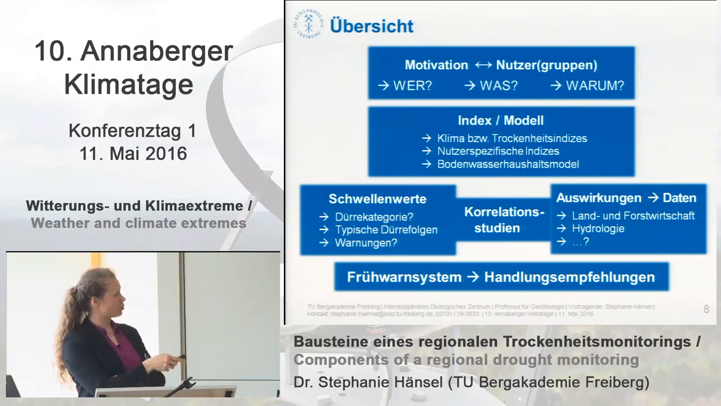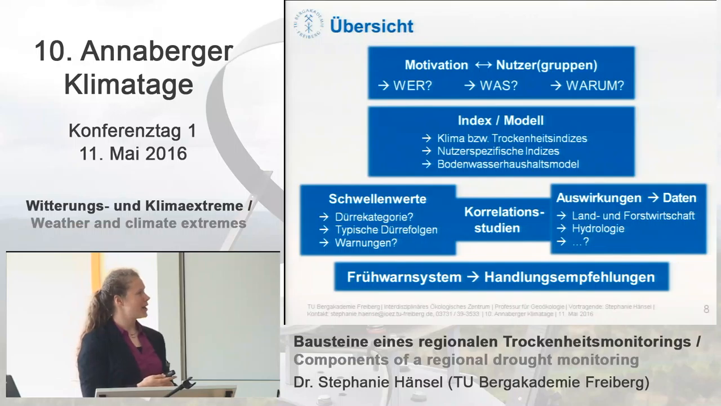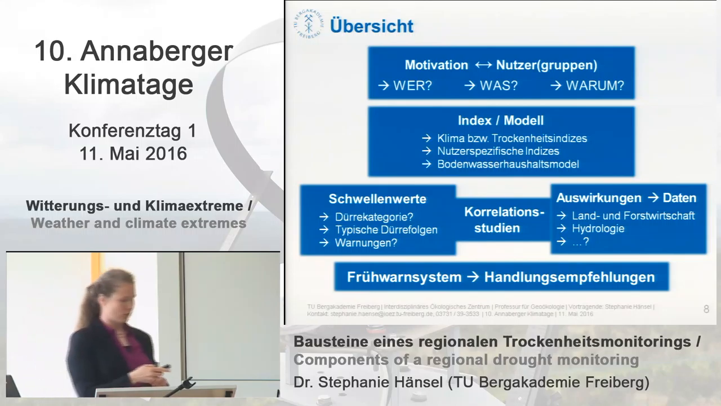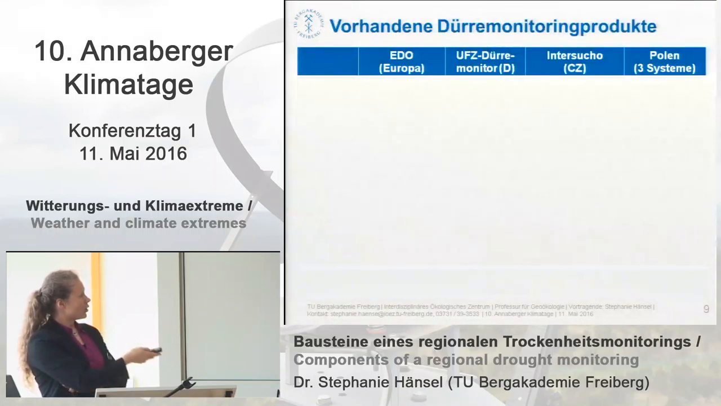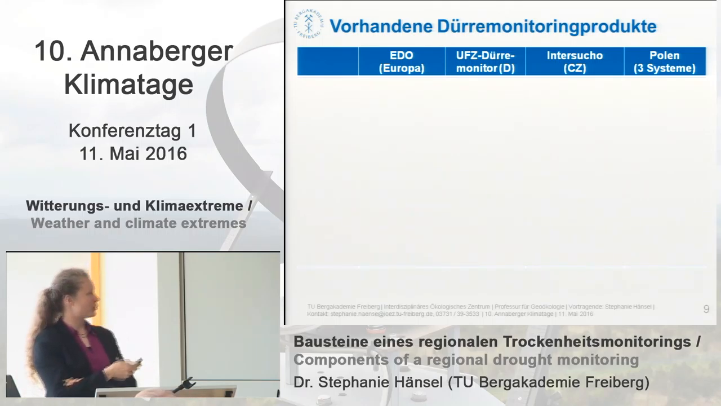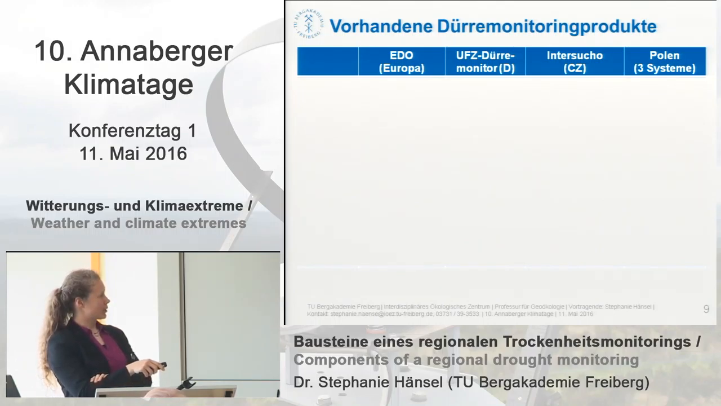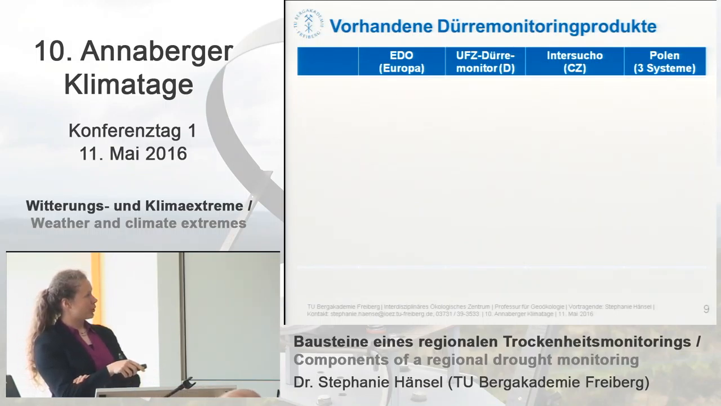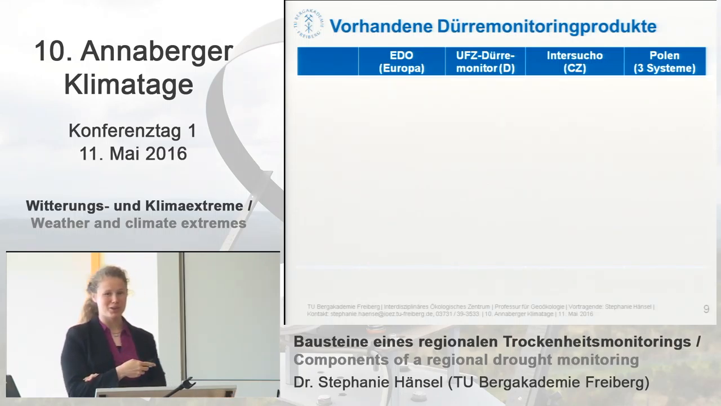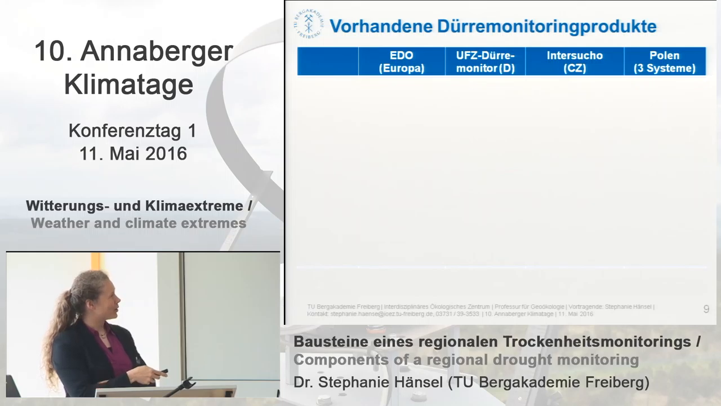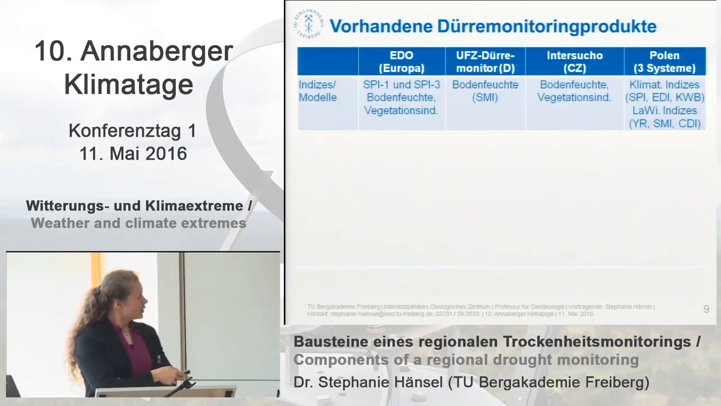In order to summarize, I've just spoken about the motivation and the target user groups, and now I would like to have a closer look at the index and the model using the example of existing portals. Which indexes do they use? What do the maps look like? I selected the European Drought Observatory, the UFZ Drought Monitor in Germany, and the systems in the Czech Republic and in Poland. There are three different systems covering drought assessment and evaluation.